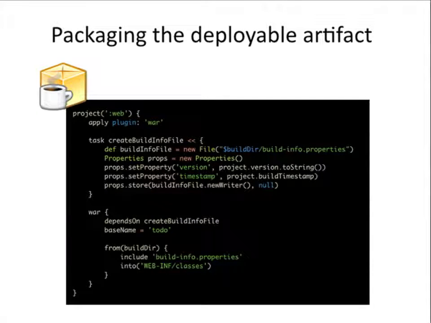So I mentioned that the War plugin gives you a War task. So if you need to add anything to it, you can easily do that. Here in this example, I'm just showing you how to create a properties file which contains the version of your project. It also has the timestamp, so you can simply create this with another task, and then whenever you run the War task, you can create this property file and then simply include it here into your War file when you create it.